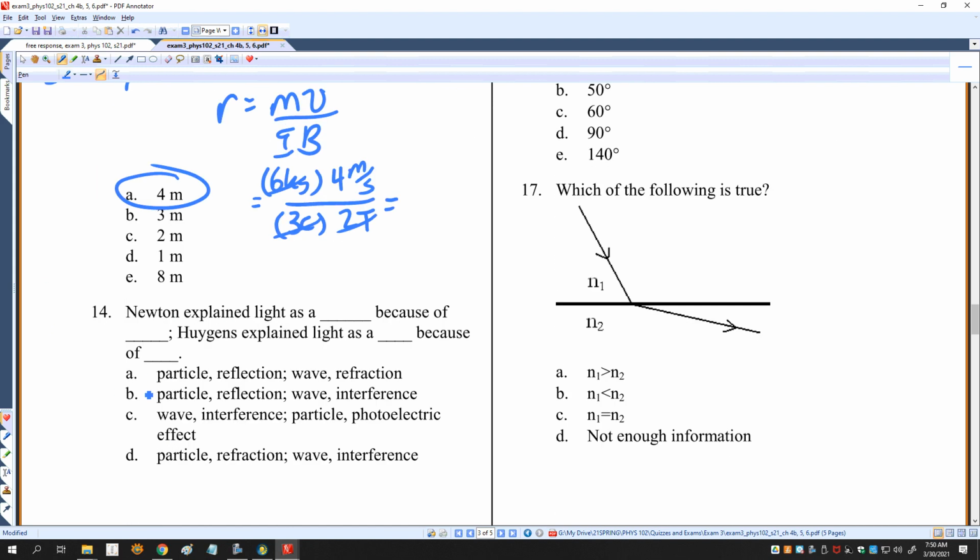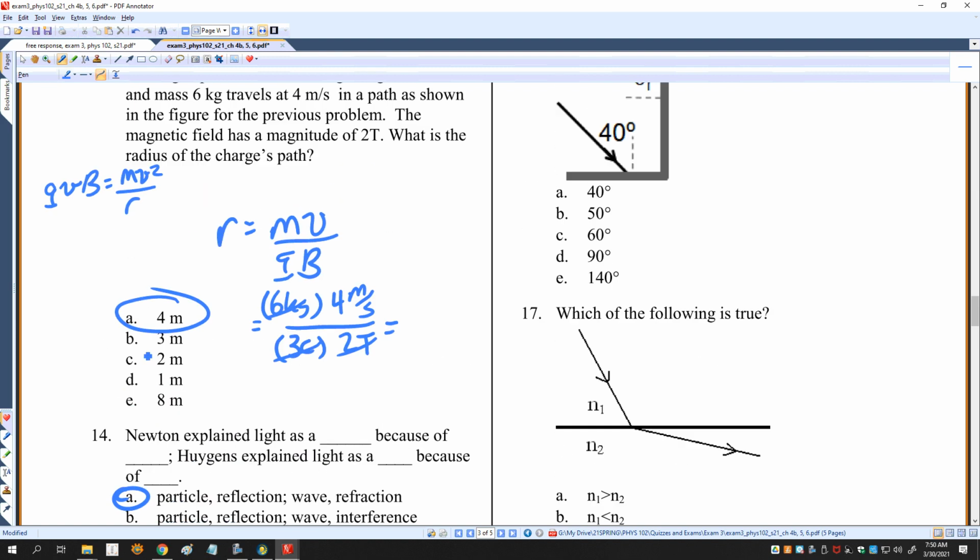Newton explained light as a particle because of reflection. Huygens explained light as a wave because of refraction. So A is right.